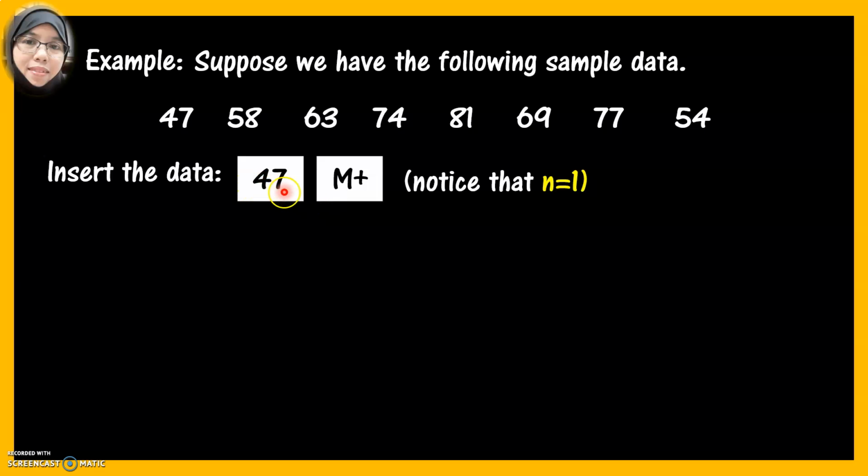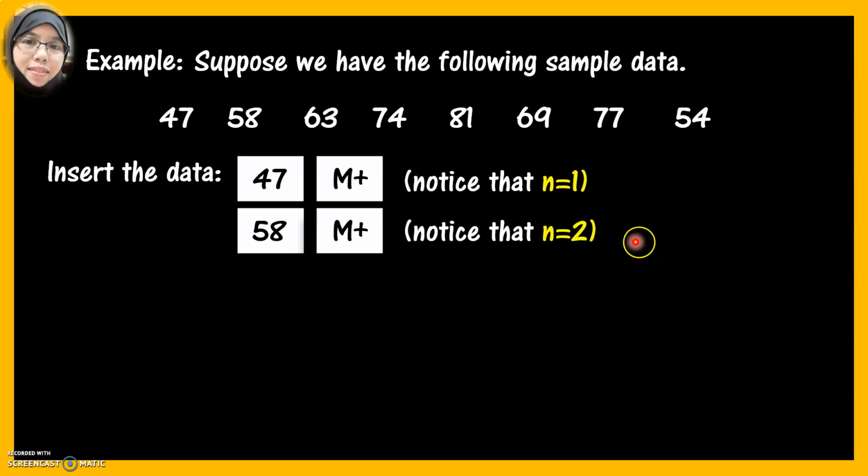By the time you insert the first data point, you should notice on your calculator screen n equals 1. Next, you insert the second data point. Then your calculator will show n equal to 2. And you will see n increases as you insert more data points. So by the time you insert the last data point, in this case, you will notice that n equals 8.